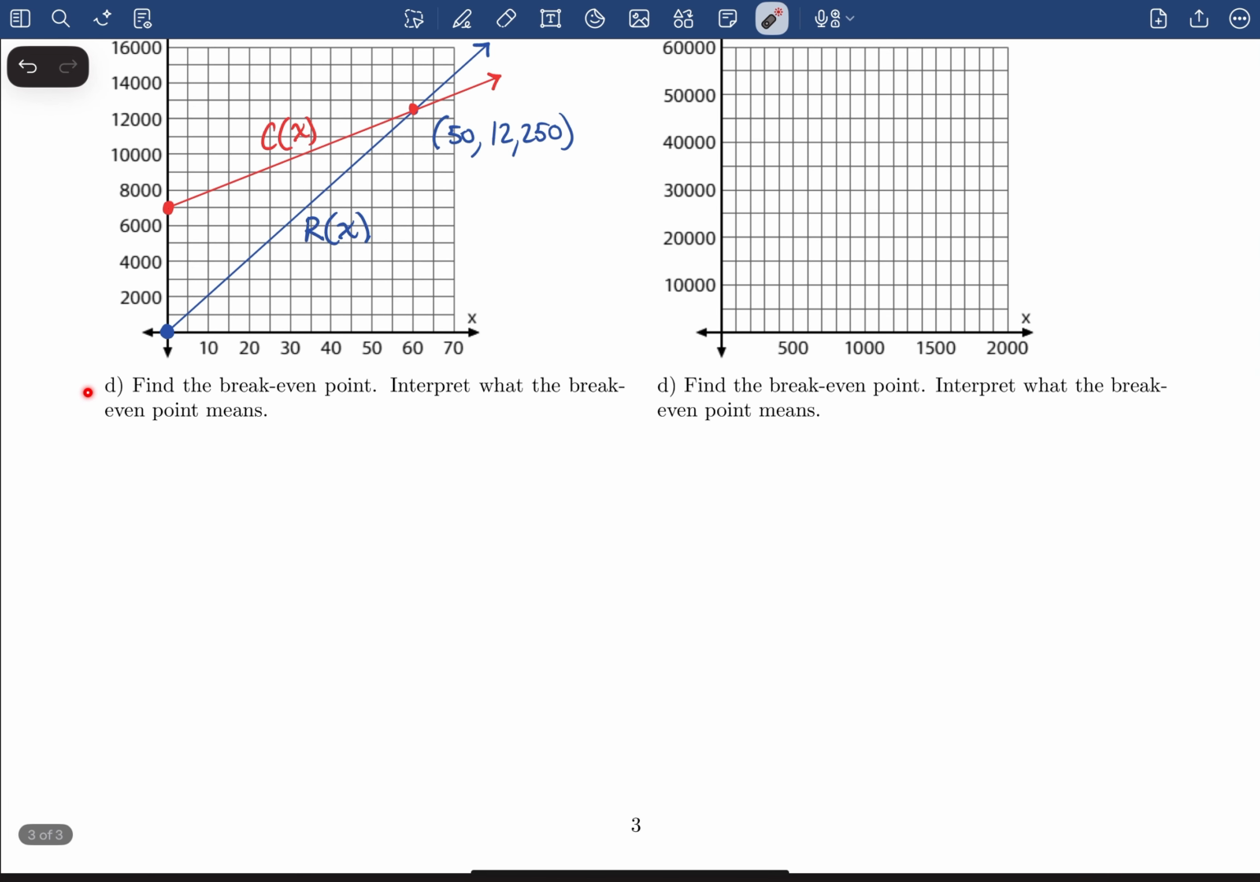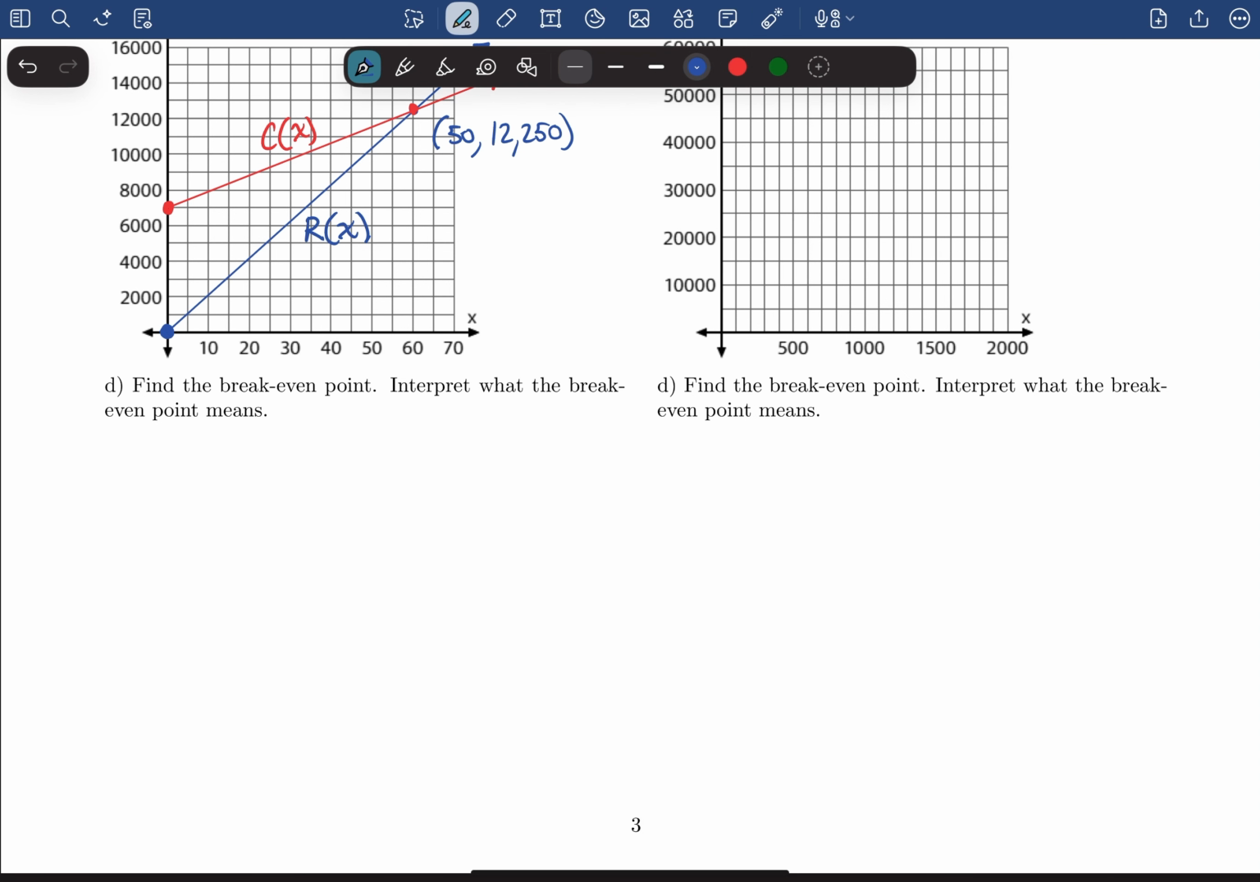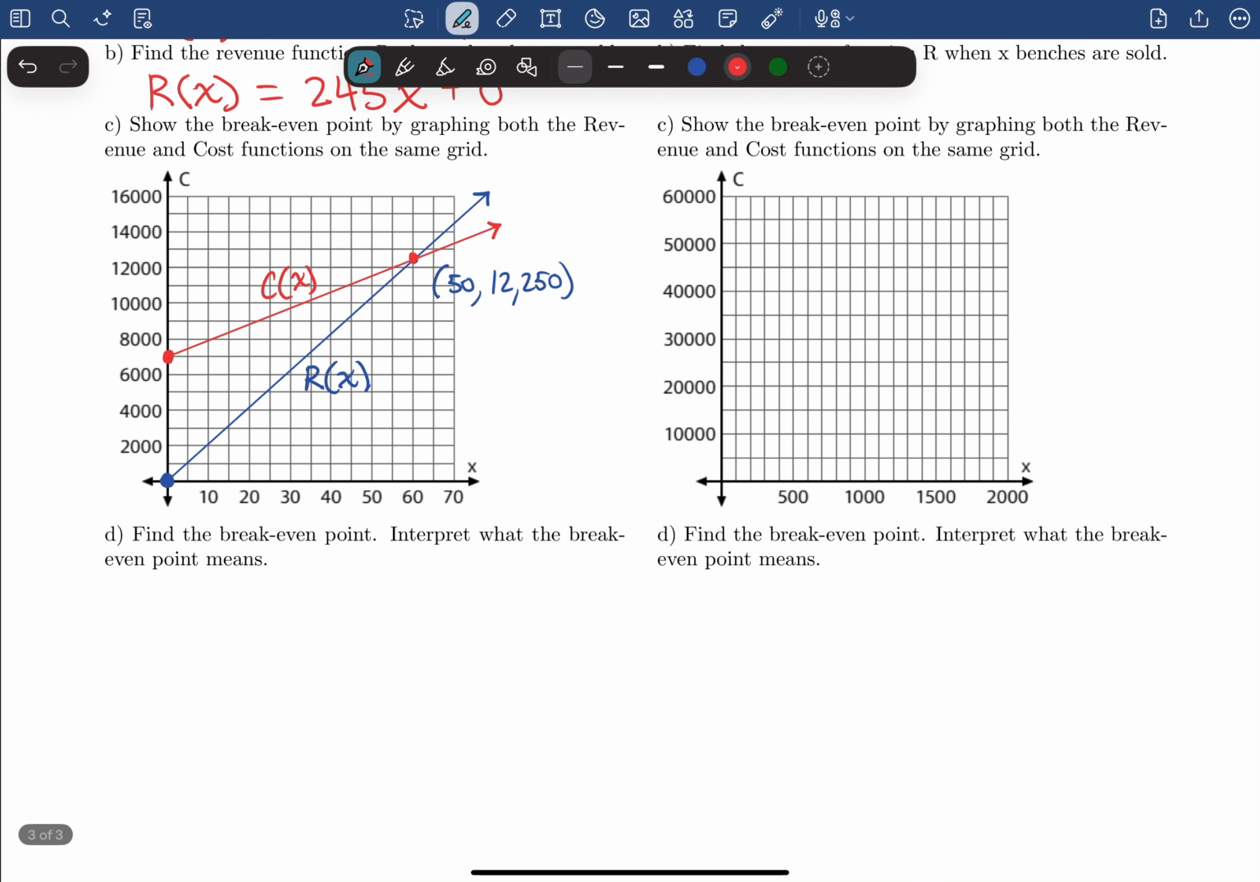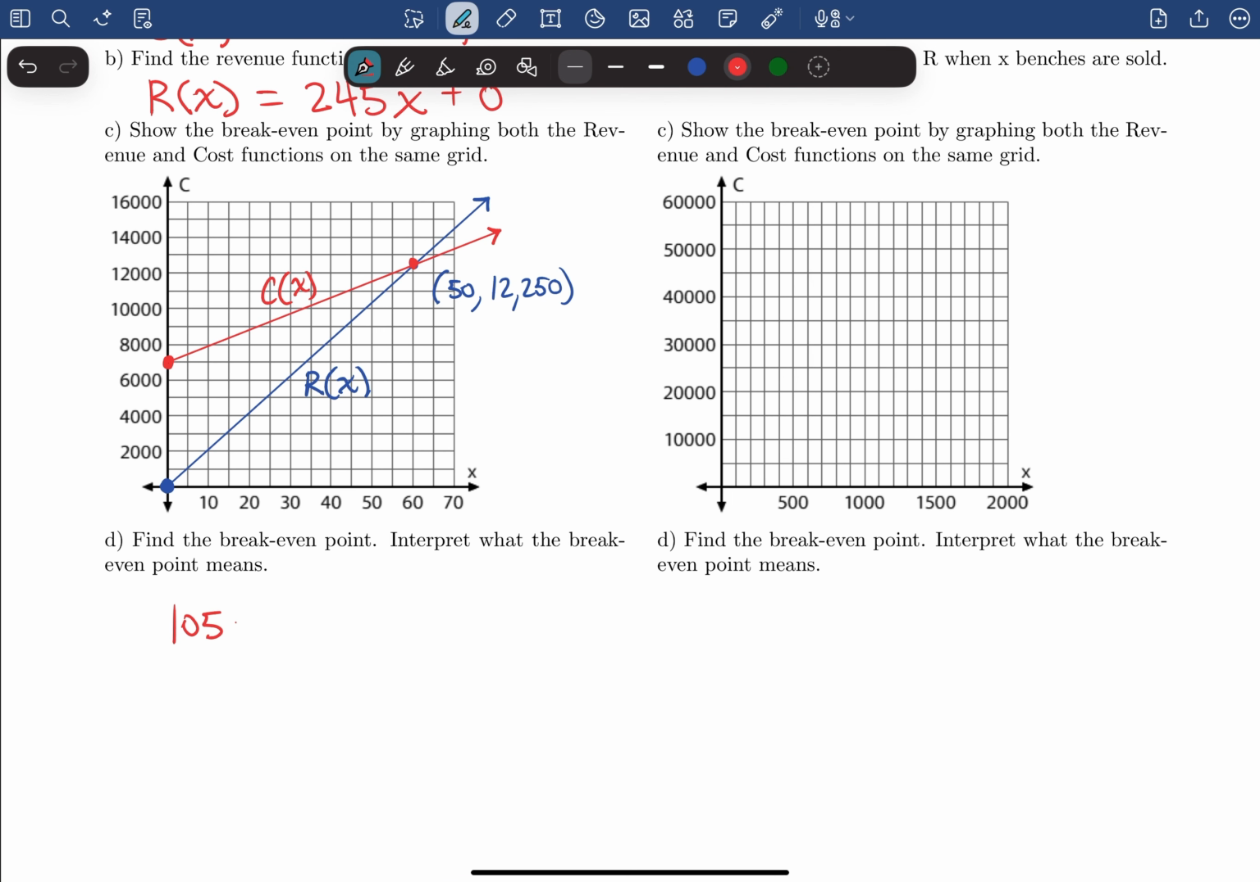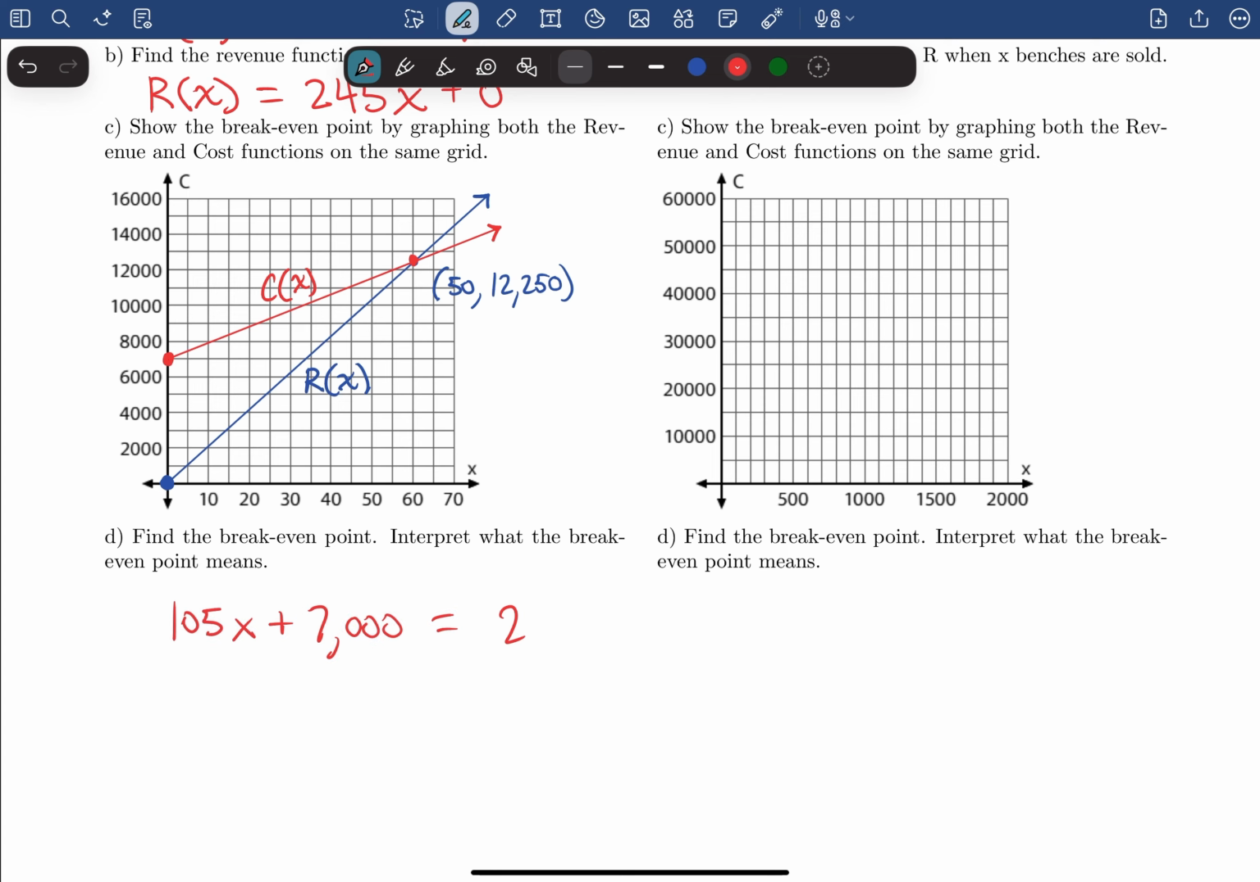Now, part D says find the break-even point, and interpret what the break-even point means. Well, the break-even point is when the cost function equals the revenue function. So I take the cost function, 105x plus 7,000, and I set it equal to the revenue function, which is 245 times x. What have I just done? I set the cost function equal to the revenue function.